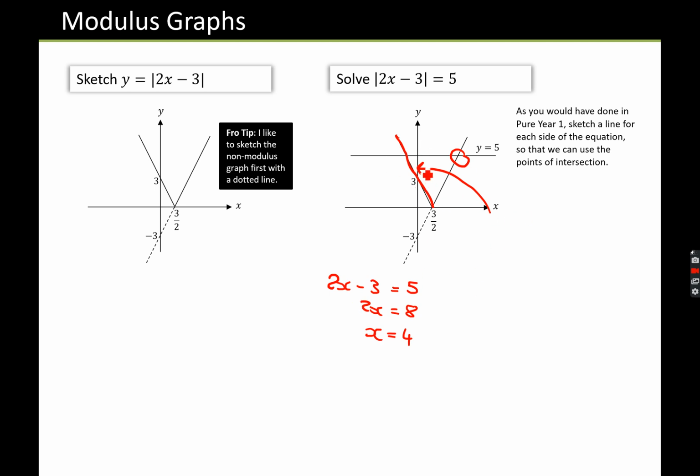So that part of the line there is going to have the equation of y equals minus 2x plus 3 rather than 2x minus 3, and obviously it cuts at plus 3 instead. So when I need to set this equal to 5, I'm going to go minus 2x plus 3 equals 5. So I'll end up with minus 2x equals 2.